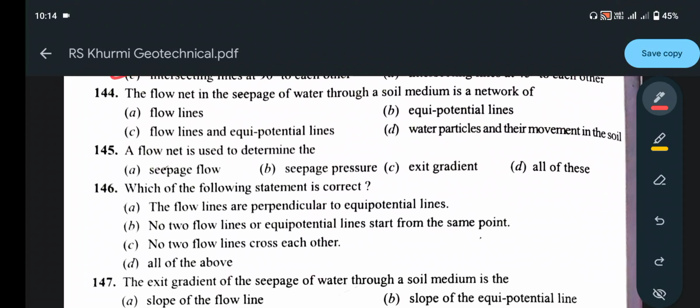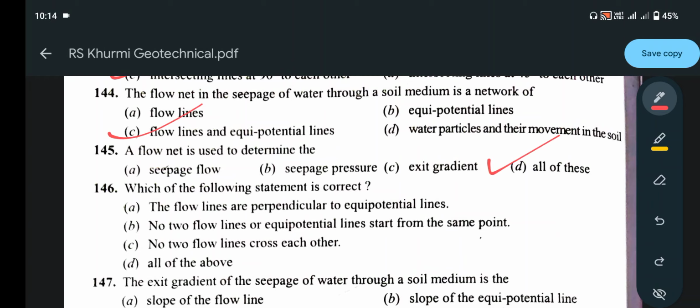The flow net in the seepage of water through a soil medium is a network of flow lines, equipotential lines, water particles and their movements in the soil. So the answer will be flow lines and equipotential lines. A flow net is used to determine seepage flow, seepage pressure and exit gradient, all of this.